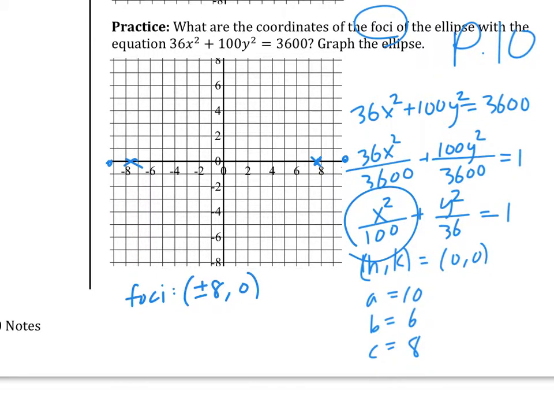Okay, any questions? Yeah. How did you get 8? C squared is equal to A squared minus B squared. Make sure you do minus. So C squared is equal to 100 minus 36, which is 64. All right, let's try another one. And then we need to move on.